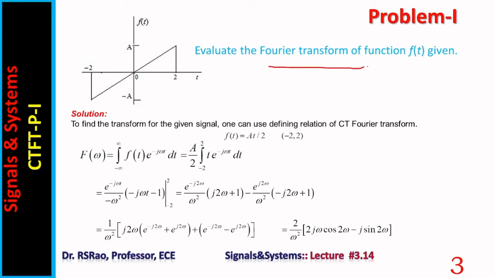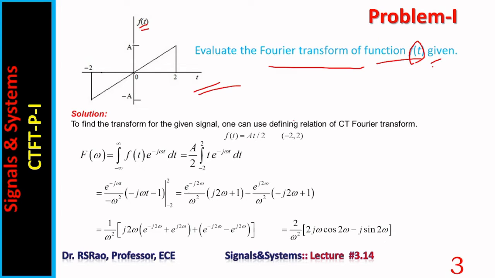Problem 1. Evaluate the Fourier transform of the function f of t given. Here is a signal given in time domain, in graphical form, a waveform. It exists from -2 to 2. After t equal to 2, it is 0. Before t equal to -2, it is 0. It reaches a maximum value of plus A in the positive direction, minus A in the negative direction. f of t is given. We are asked to find F of omega.